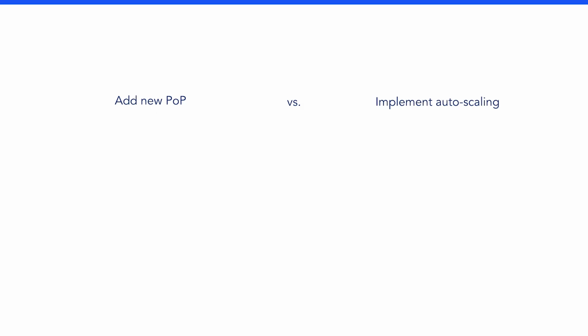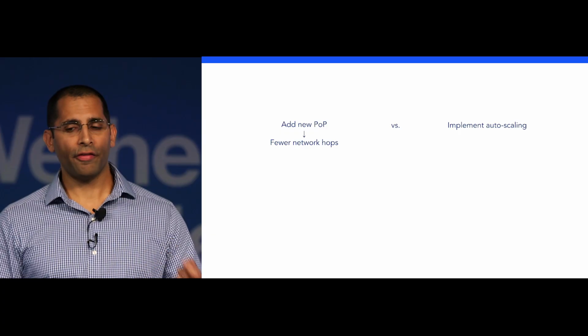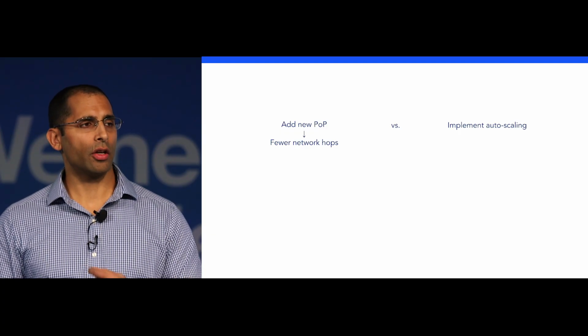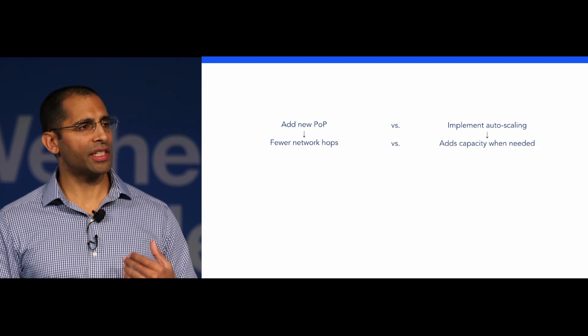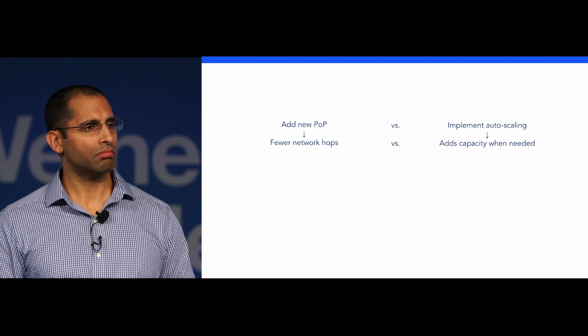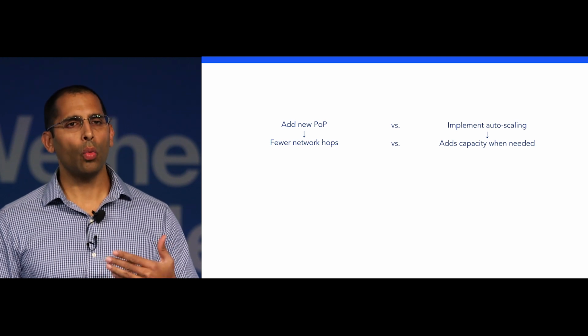So let's take one of those examples from before. Adding a new network point of presence versus implementing auto-scaling. Well, why do we want to add a new point of presence, and why do we want to implement auto-scaling? Well, we want to add a new point of presence so that we can have fewer network hops between our user and our servers. We want to implement auto-scaling so that our site adds capacity when needed. Okay, sounds good. Let's go one deeper.